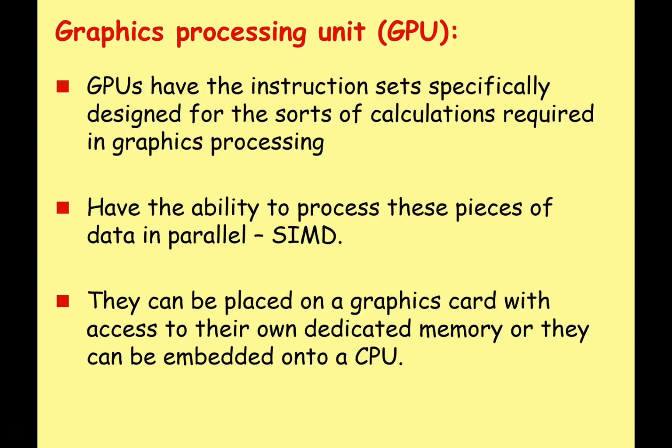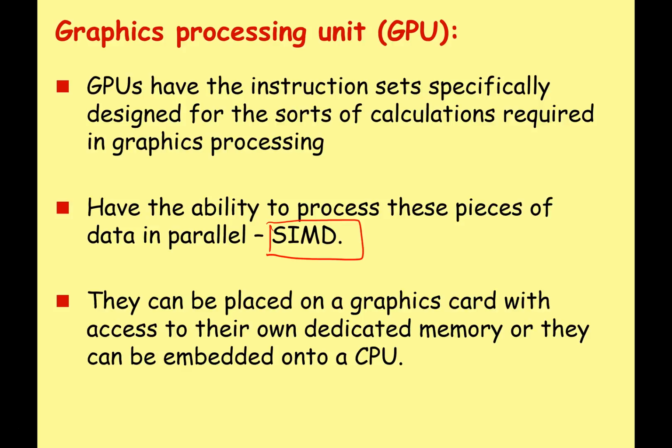GPUs have instruction sets specifically designed for the sorts of calculations required in graphical processing. They have the ability to process these pieces of data in parallel. So as I've explained, these are examples of single instruction multiple data systems. They're array processors, so again, they can perform one instruction on multiple pieces of data, for example, checking multiple pixels, as we saw in the earlier example.